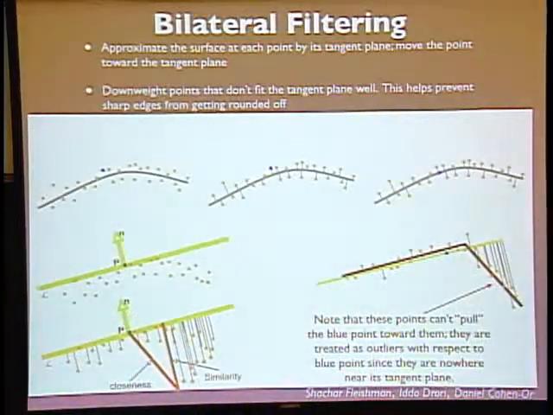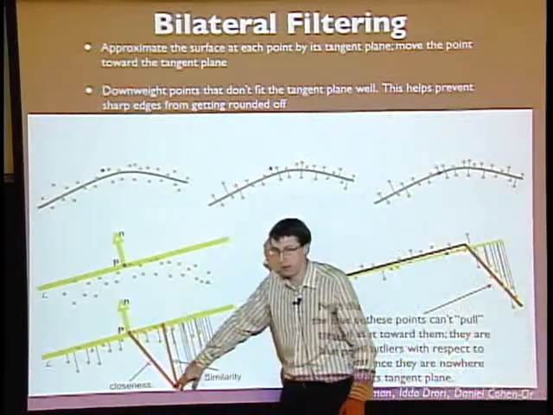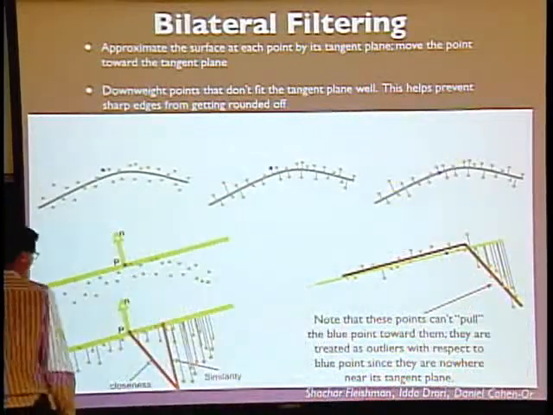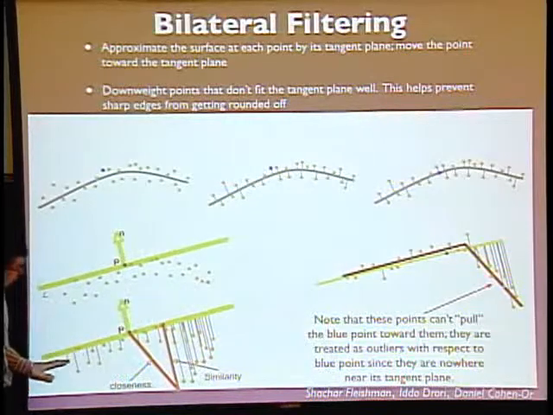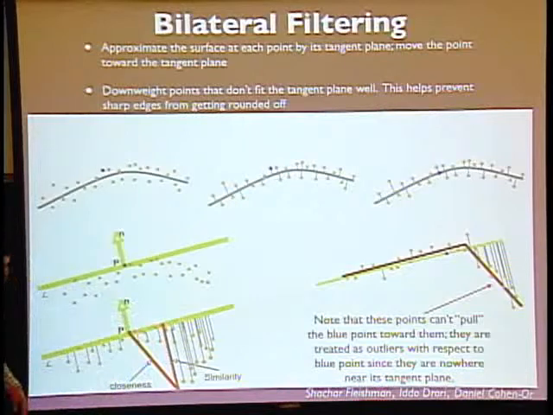And there's two components to that. Basically, points that are far away from the blue point shouldn't have much of a vote. And furthermore, points that seem to be outliers, in other words, points that are far away from a consensus tangent plane, shouldn't have much of a vote either.